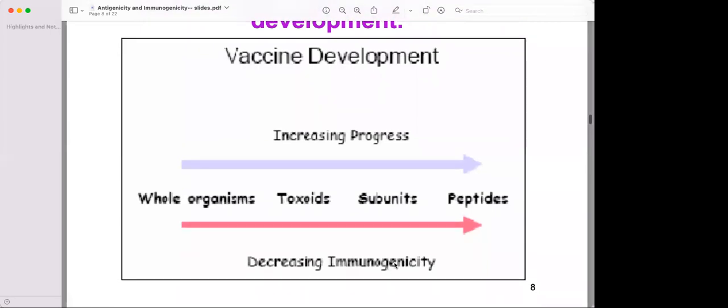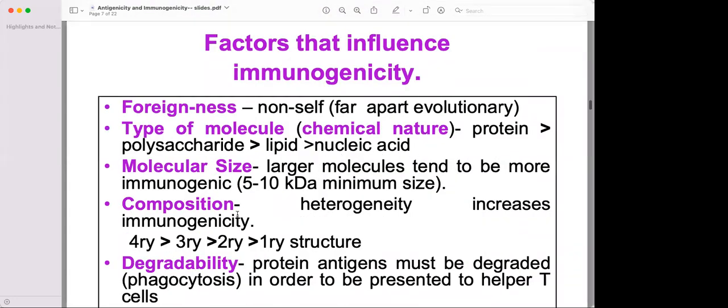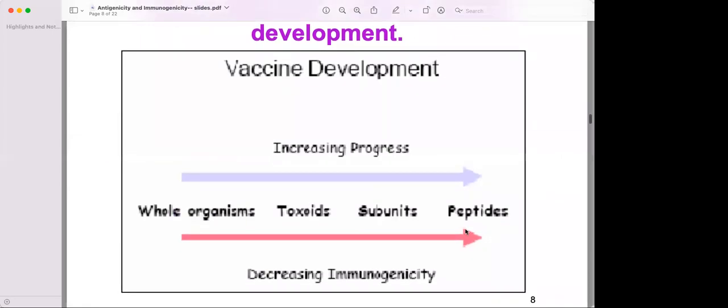You've decreased immunogenicity because, just like I've shown you here, larger molecules tend to be more immunogenic than smaller molecules. When you reach the peptide size of the pathogen, you have decreased immunogenicity substantially compared to if you would have used the whole organism. So in terms of decreasing immunogenicity, you've caused the problem by using peptides instead of the whole organism.